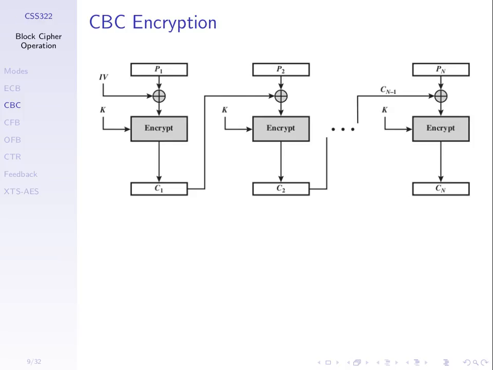And the reason we need an initialization vector, because you see in general, the general approach is the input plaintext block XOR with the previous ciphertext. In the first step, we don't have a previous ciphertext, so we use the initialization vector. That initializes that first iteration. Questions on CBC?